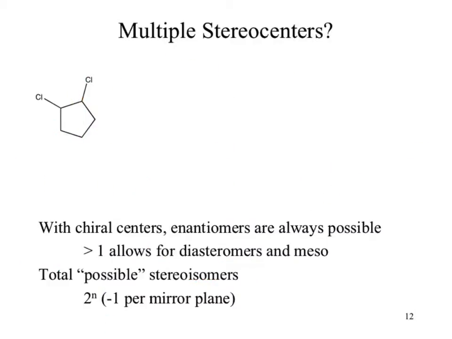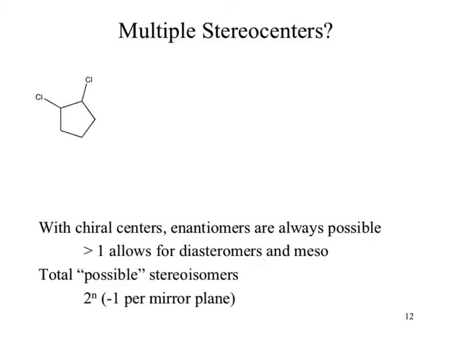So if we erase everything, total possible stereoisomers. Notice possible is in quotes. 2 to the n, where n is the number of stereocenters. So in this molecule, I had how many stereocenters? 2, which means the total possible stereoisomers I could get, 2 to the 2, would be 4. How many did we draw out initially? 4. Go figure. There it is.